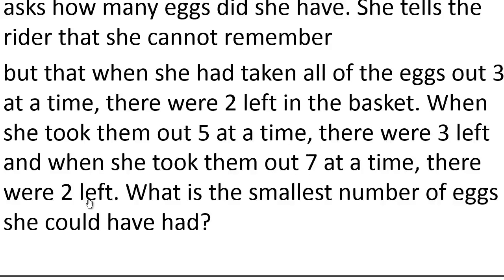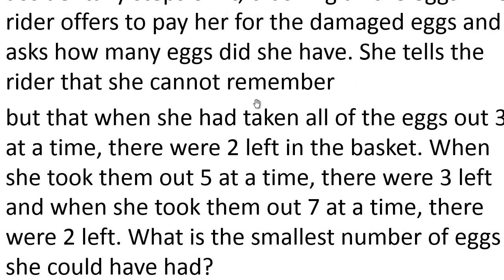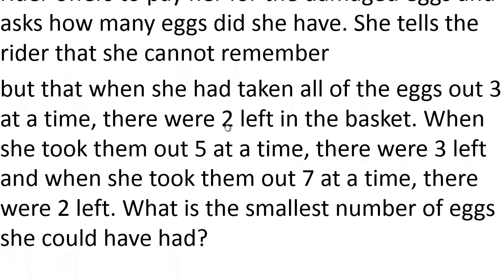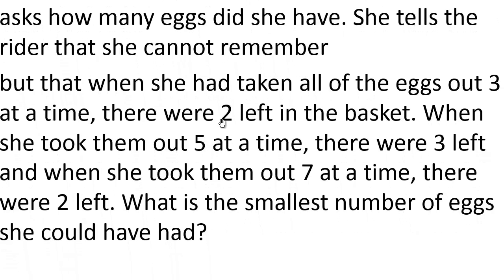Now the rider is ready to pay, but she did not remember how many eggs were in the basket. She only knows that when she takes 3, she is left with 2; when she takes 5, she is left with 3; when she takes 7, she is left with 2. So the question here is how to solve it. That means, what is the smallest number x of eggs she could have?